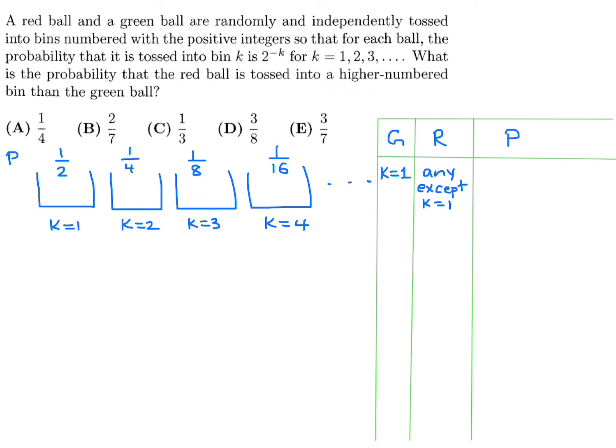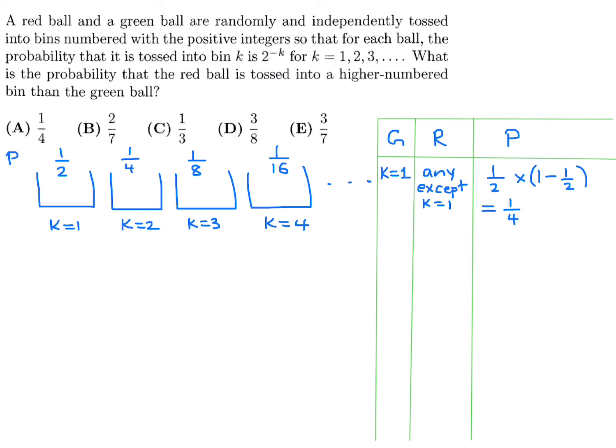Because remember, we want the red ball to be put in a higher numbered bin than the green ball. Okay, so what's the probability, first of all, that the green ball goes into K equals 1? Well, that's a half. And then we have to multiply that by the probability that the red goes into any one except the K equals 1. Well, that's just going to be 1 minus a half. We can put it in any one of these, but it can't go in here. So the total probability is 1, so we just have to subtract that guy. Okay, so that looks like 1/2 times a half, which is a quarter.